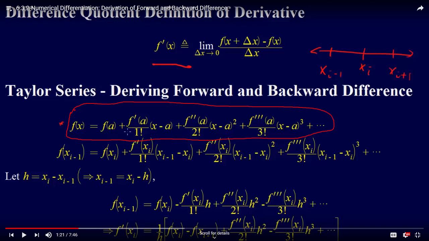So what do we do? The first one we derive is the backward difference. x sub i is going to be like the point a. So we plug in x sub i here and here. Everywhere you see a, that's going to be x sub i, the middle point, the known point. And the new point, where we're trying to estimate the value of the function, is the backward point, x sub i minus 1. That's why it says x sub i minus 1 here. This is the new point.